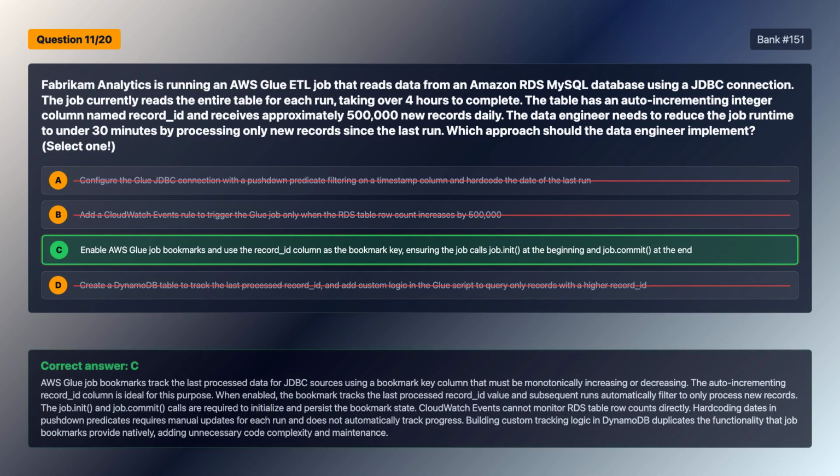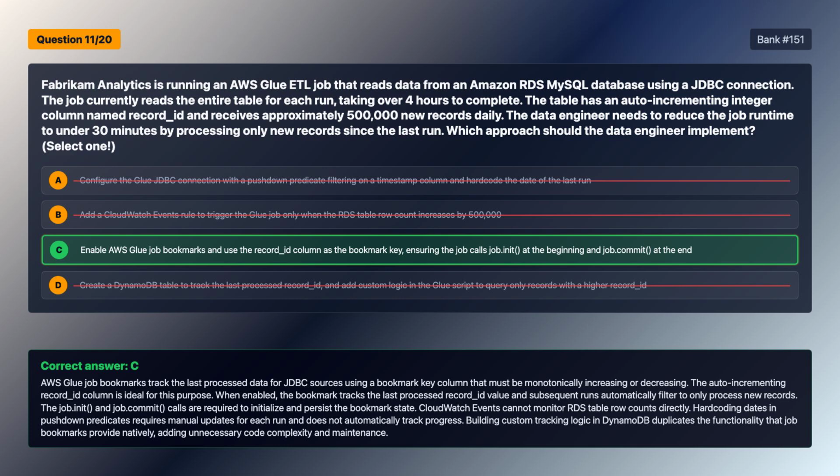The correct answer is option C. Glue job bookmarks track the last processed data for JDBC sources using a bookmark key column that must be monotonically increasing or decreasing. The auto-incrementing record_id column is ideal for this purpose. When enabled, the bookmark tracks the last processed record_id value, and subsequent runs automatically filter to only process new records. The job.init and job.commit calls are required to initialize and persist the bookmark state.